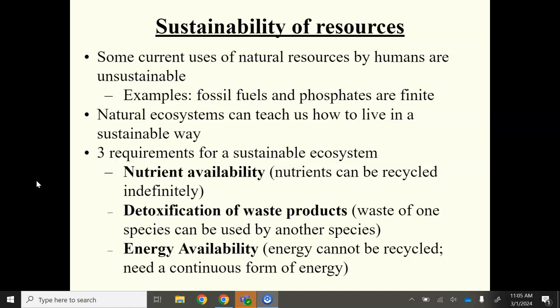And then energy availability. Remember, energy only flows in one direction. It comes into the ecosystem, usually as sunlight, enters the plants, enters the food chain, and is eventually lost as heat from the ecosystem completely. Energy cannot be recycled. So that means there always has to be a constant supply of energy. And again, most ecosystems are going to use the sun for energy.